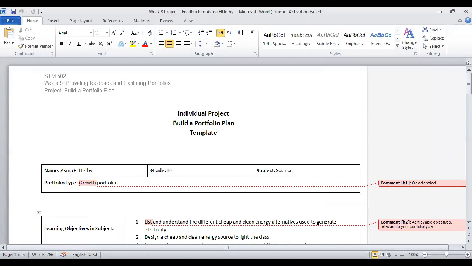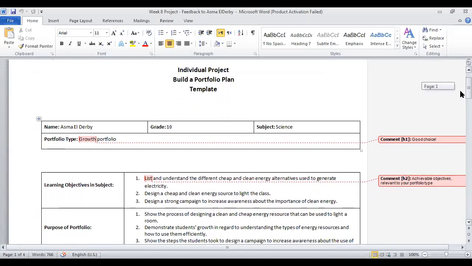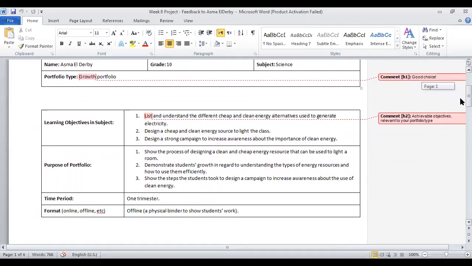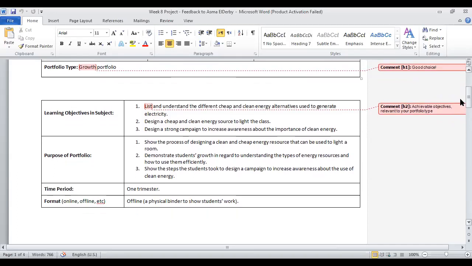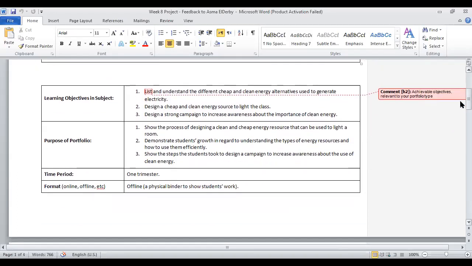So what you're requested to do is to choose a type. So let's assume, for example, you are going to go for a growth portfolio. This is a portfolio that you're going to carry out with your 10th graders, probably in your sciences class. If you want to integrate, of course, different subjects, please feel free to do that. But I'm just sharing with you some samples that I have. And this is in the template that you'll be referring to.